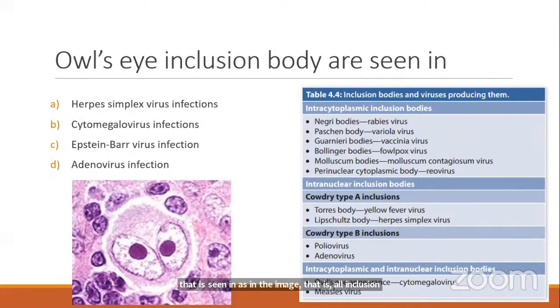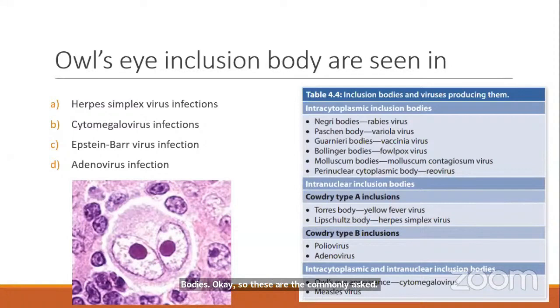cytomegalovirus, and measles virus, wherein you will see Warthin-Finkeldey type of inclusion body. I will type about that. It's not written in the image. Warthin-Finkeldey bodies. Okay. So these are the commonly asked inclusion bodies.